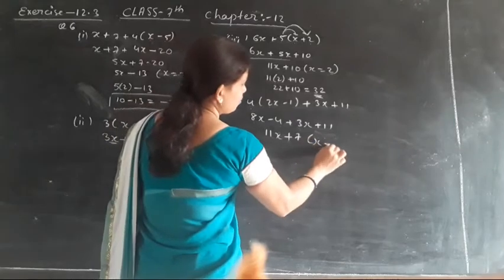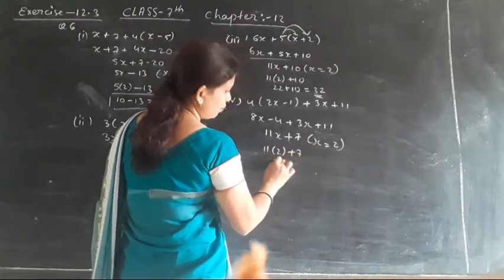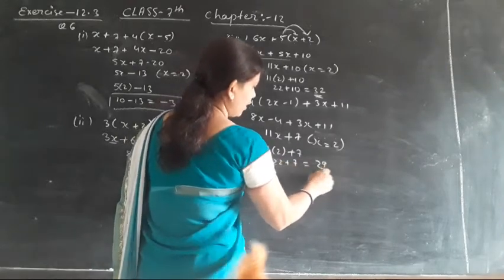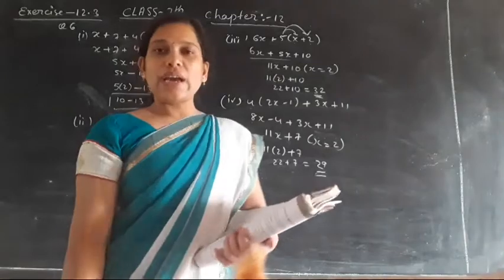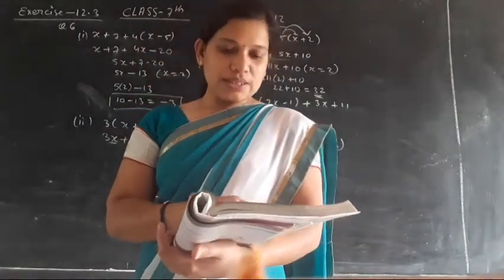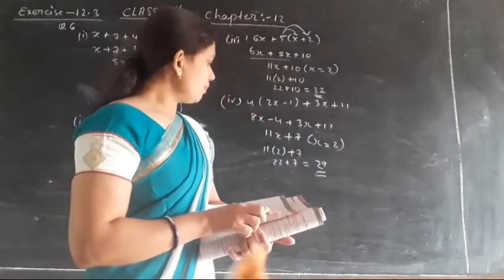Now x is equal to 2. So 11 into 2 plus 7. So here 22 plus 7, 7, 8, 9. So here 29 is the answer. So in this way we have completed the solution. Question number 6 we did. Okay. Now moving toward the next question here.